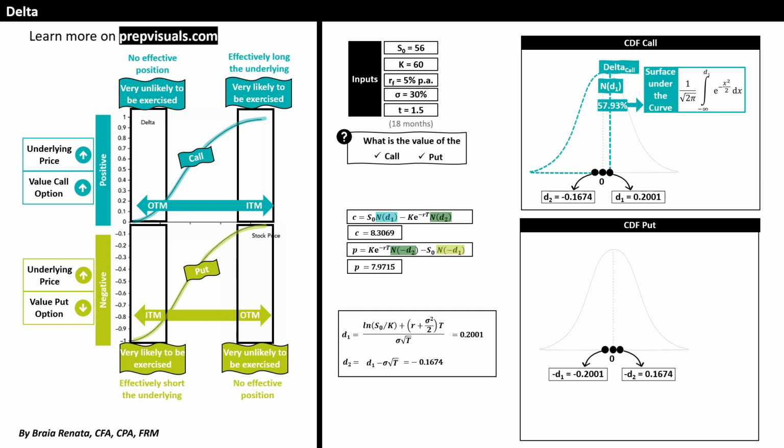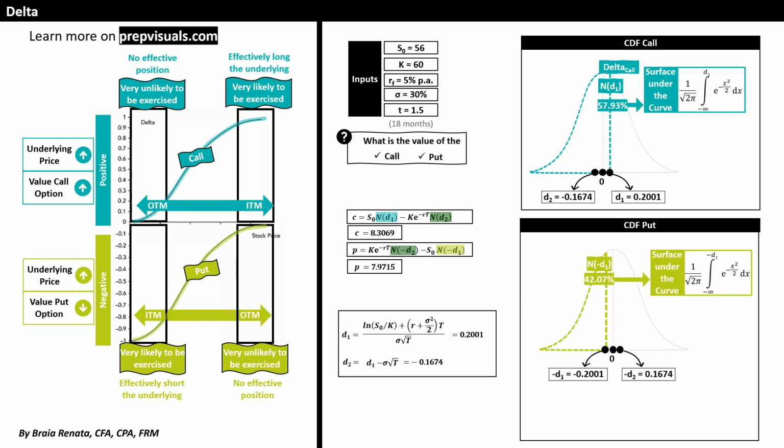and this value over here is basically the delta of the call option. Now, in the case of the put option, the logic is similar, because in this case, N(minus D1) is the surface under the curve from minus infinity until minus D1. And of course, this value can be looked up in statistical tables. And notice how this value is a positive value, which basically implies that this value is the absolute value of the put's delta.